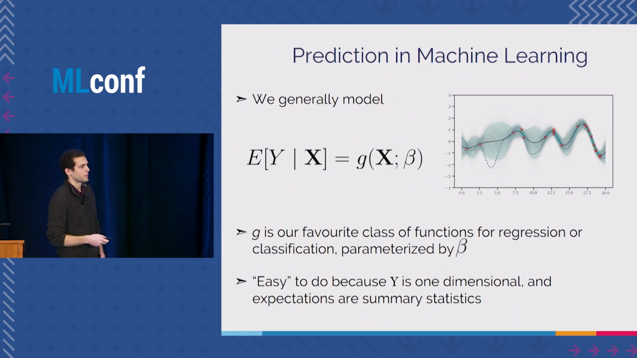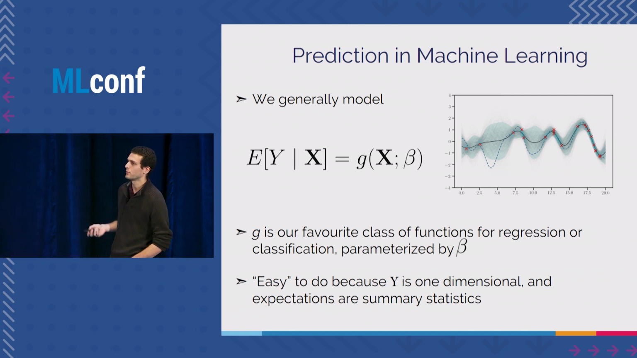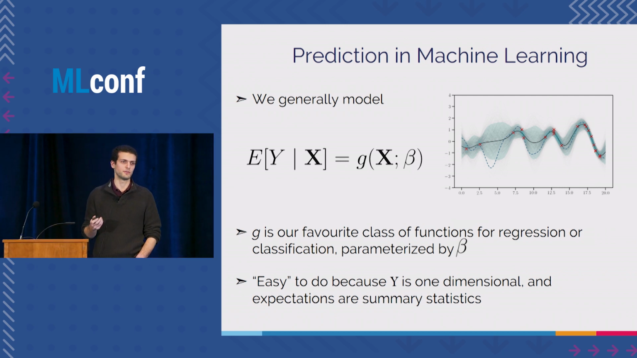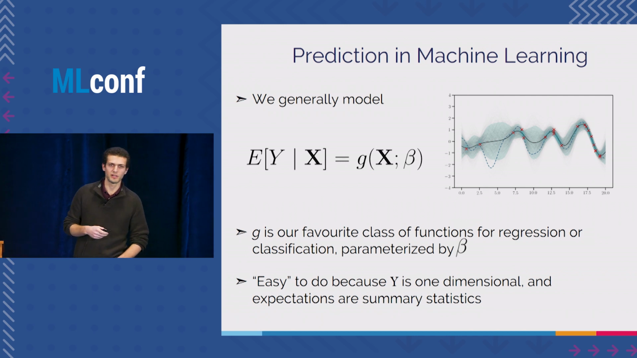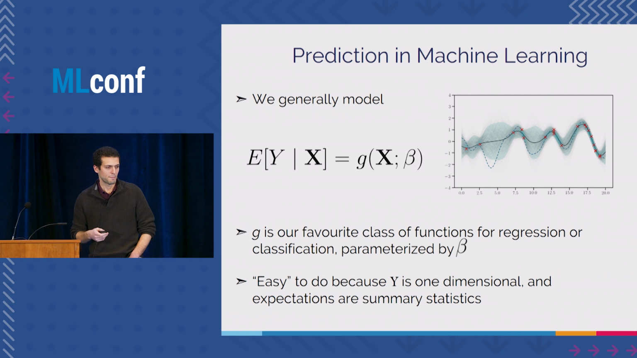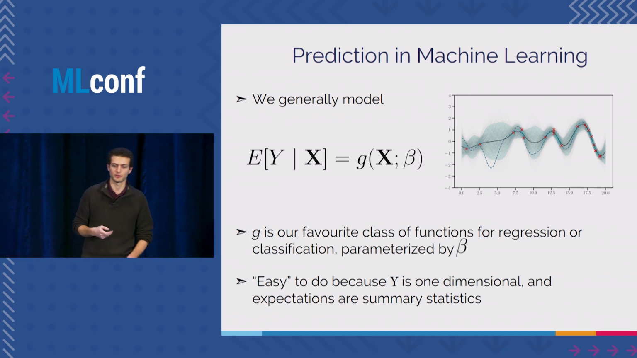OK, so how do we incorporate this knowledge into a machine learning model? In general, we're trying to model the expected value of y given x as a function g of x, parameterized by beta, where g is whatever class of functions we want. It could be a neural network, a decision tree, kernel regression, whatever we like. And we can do this because it's tractable, because y is one-dimensional. So we don't have to think about too many things at once.